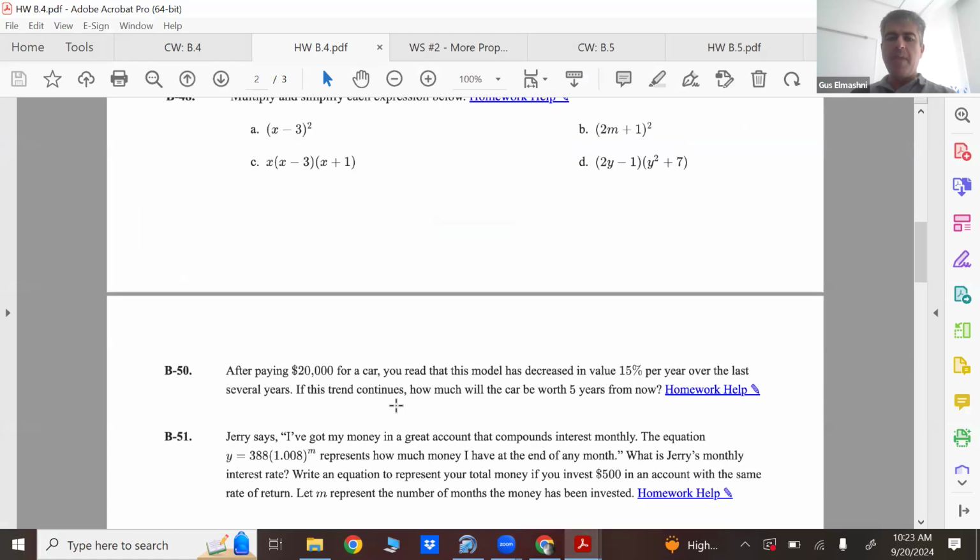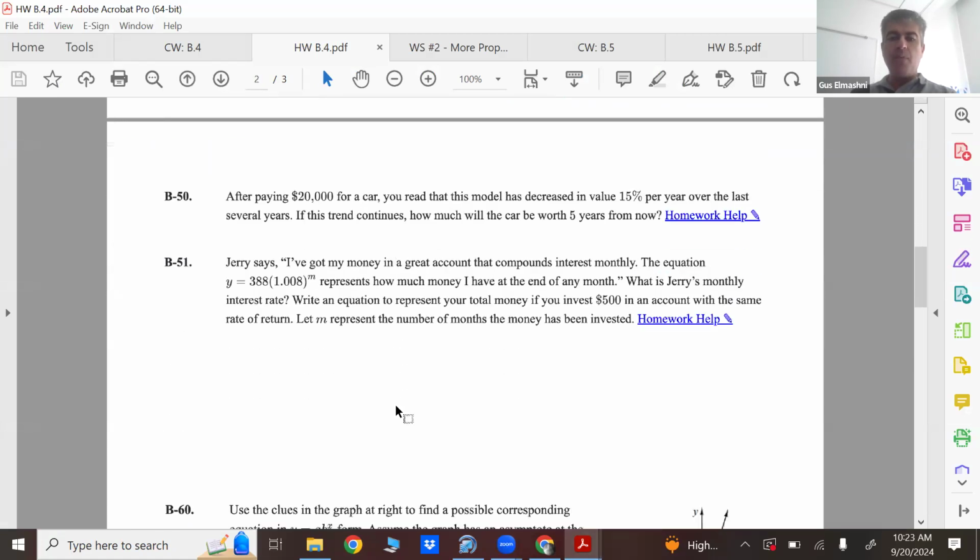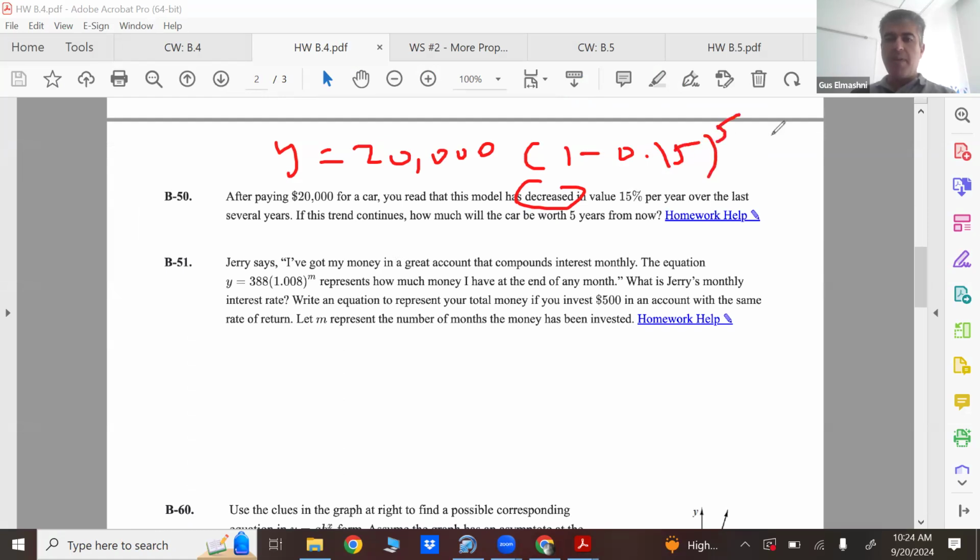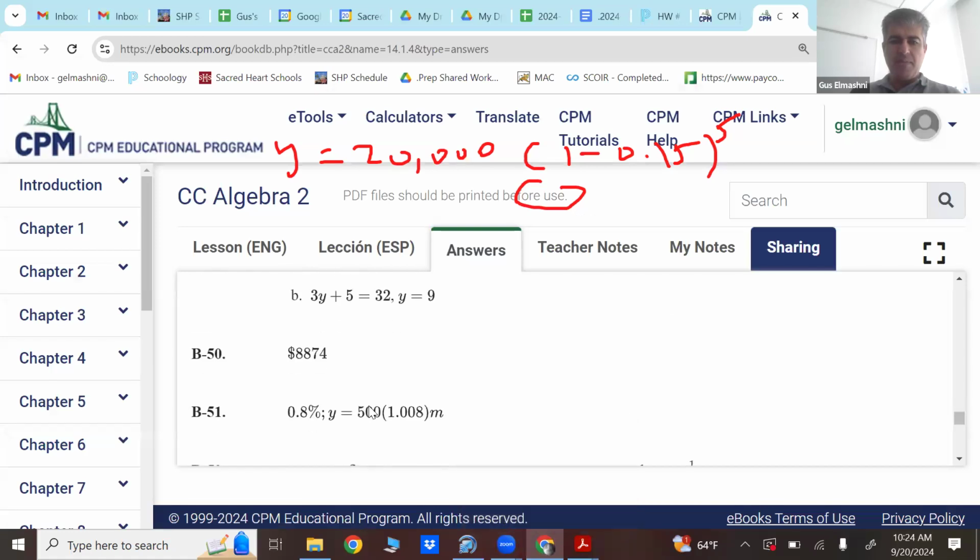All right. Okay, for 50, what you want to do is it's decreasing. So y equals $20,000 times 1 minus 0.15, raised to the x power. Or in this case, we'll raise it to the 5th power, because you're doing it for 5 years. And it's some kind of money value. I think it was $8,000 roughly. Yeah, 88.74. Okay, that's how you calculate that one.